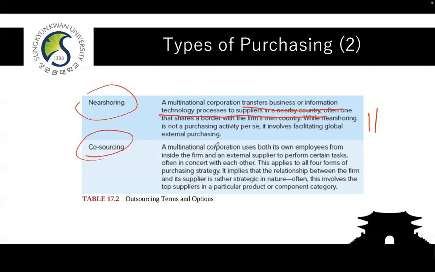And co-sourcing, I think this is the most tied relationship here, because we use our own employees and also those of the supplier to perform certain tasks, maybe to conduct market research, operations research as well. That's also possible. Operations research, market research, all kinds of tasks like data collection and so on. So for mutual benefits, it's like a joint effort, joint work. I would call it co-sourcing.